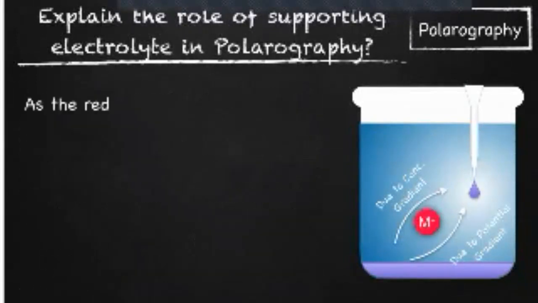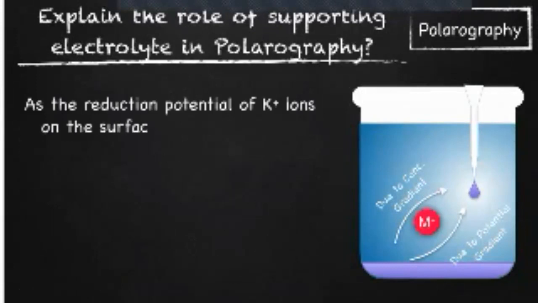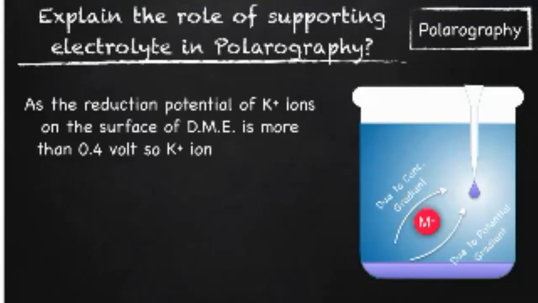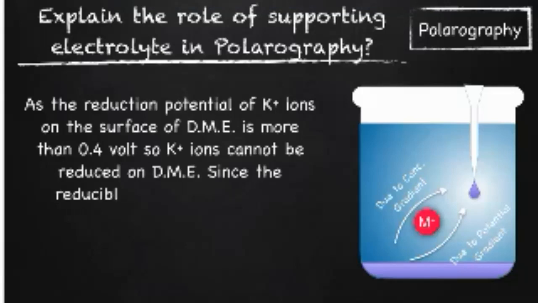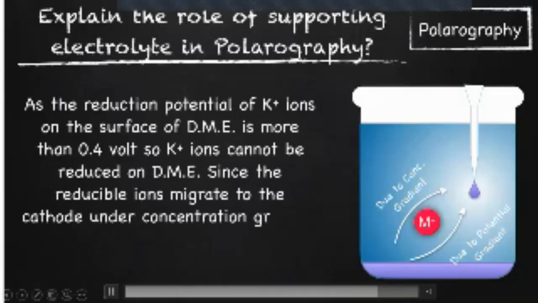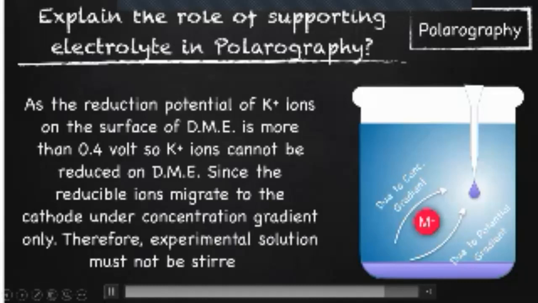As the reduction potential of potassium ions on the surface of the dropping mercury electrode is more than 0.4 volt, potassium ions cannot be reduced on the dropping mercury electrode. Since the reducible ions migrate to the cathode under concentration gradient only, the experimental solution must not be stirred.